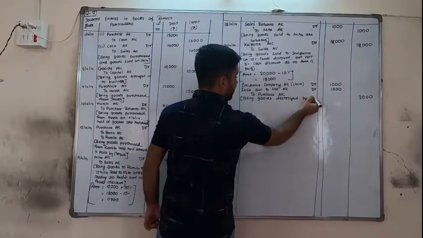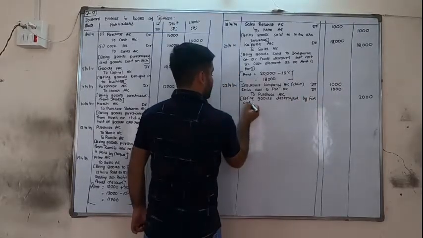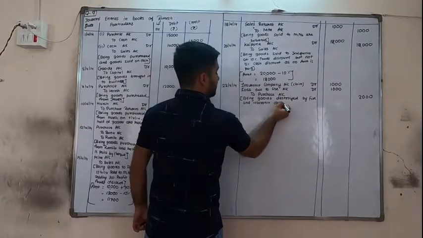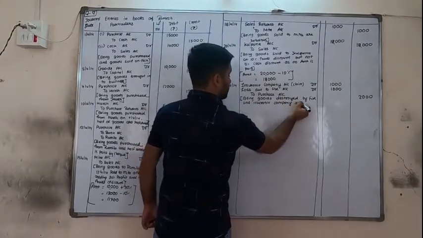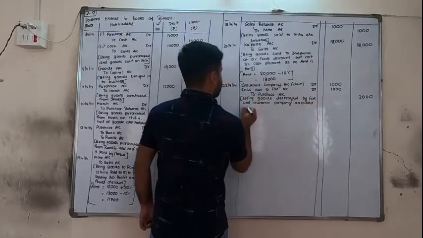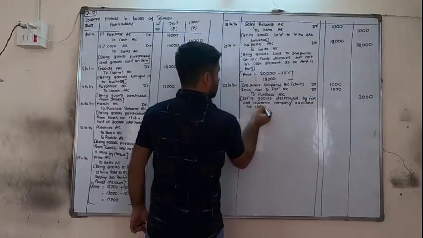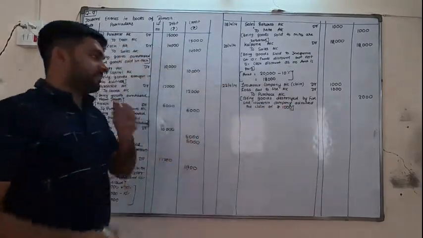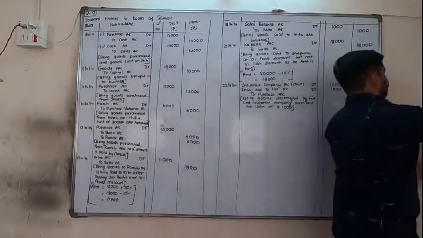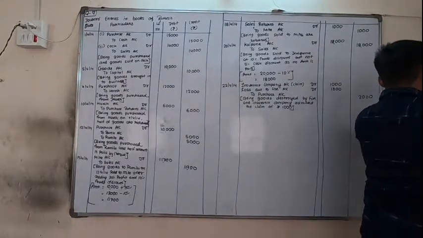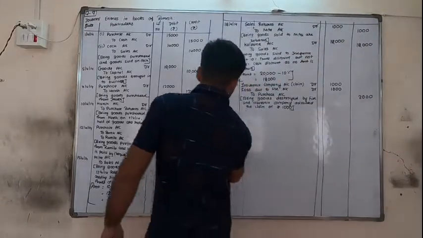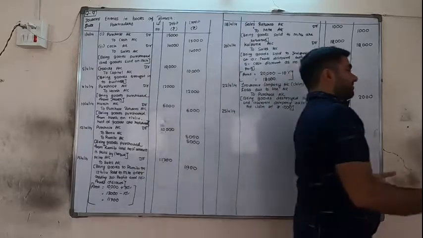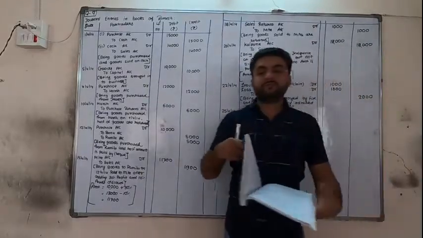Goods destroyed by fire and insurance company admitted the claim of rupees 1000. Next date is 25th. See, all these transactions are very, very important. This chapter is very important because this is the base for you.